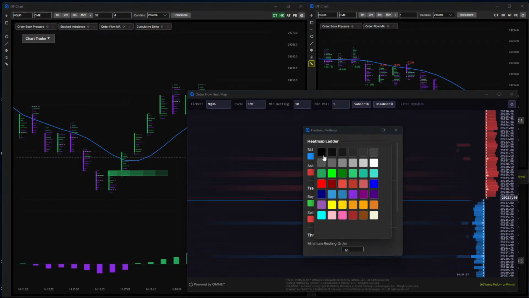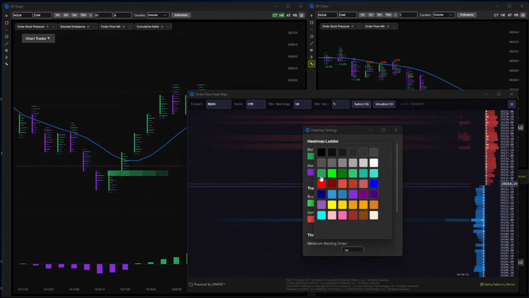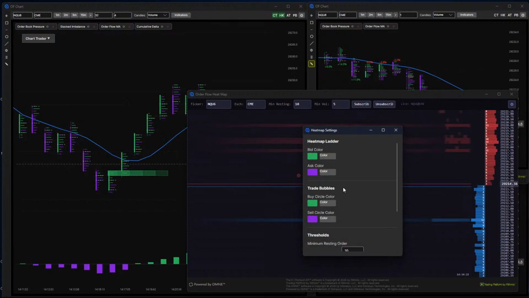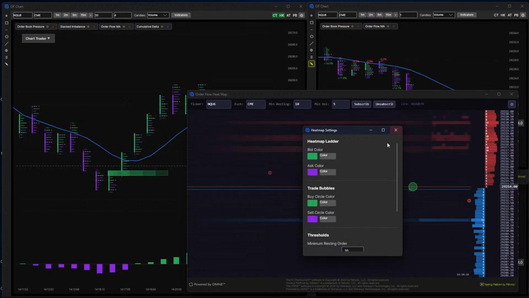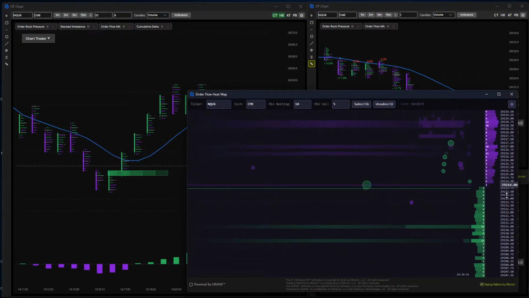Here, I gotta change those colors. Oh, I'm doing it differently. All you gotta do is click on the color. You don't have to click on color. I don't know why I did that, but it is what it is.